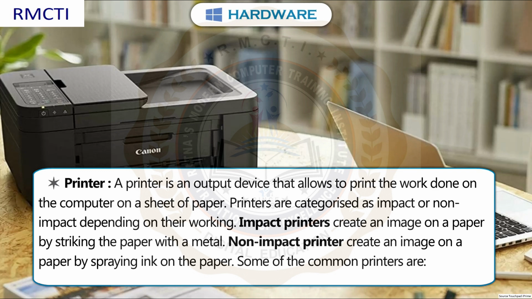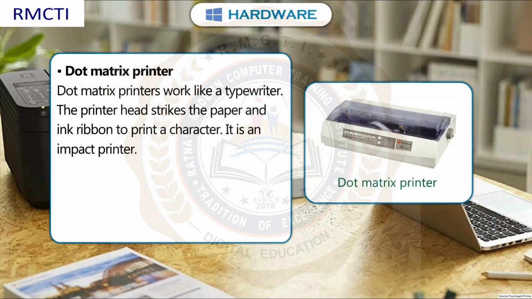Some of the common printers are dot matrix printer. Dot matrix printers work like a typewriter. The printer head strikes the paper and ink ribbon to print a character. It is an impact printer.